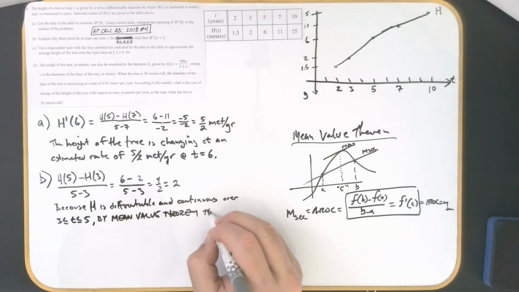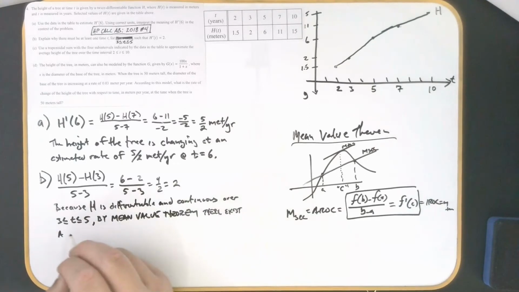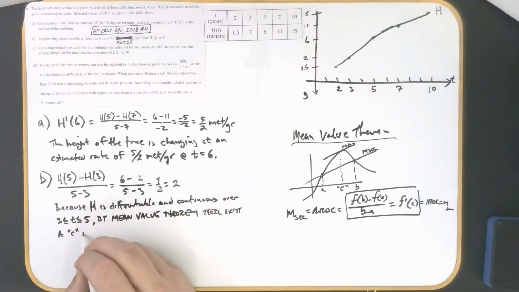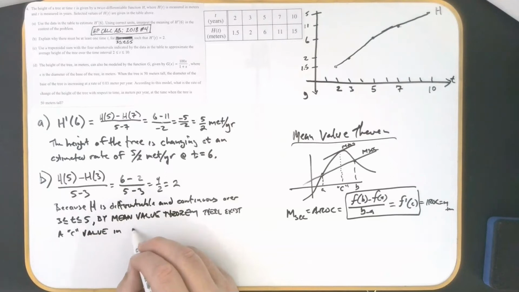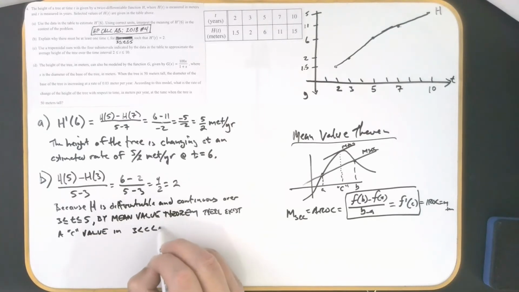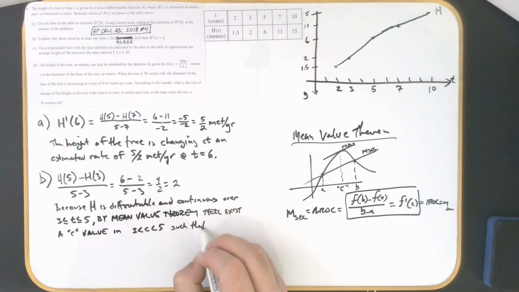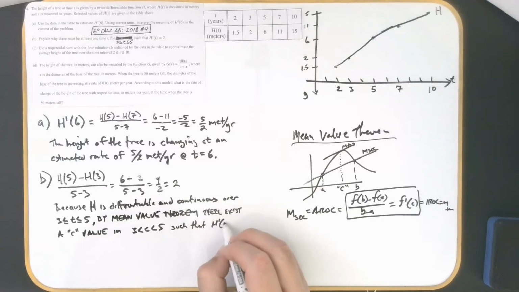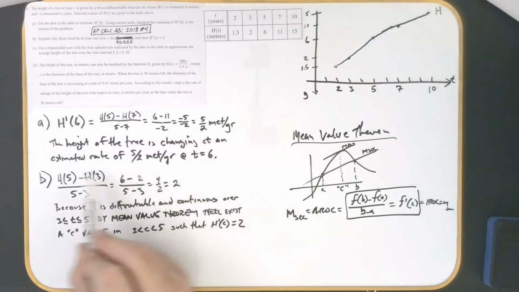there exists a c value in 3 less than c less than 5. So we're just saying the c value is in this interval such that the derivative of h evaluated at c is going to equal 2. And it's okay to end it right there because part of our justification is showing this work up here.